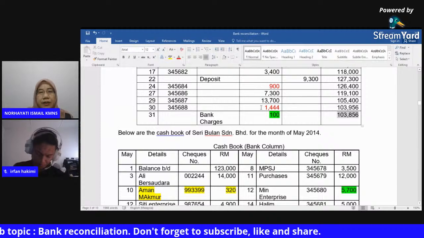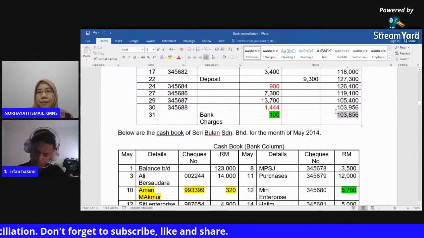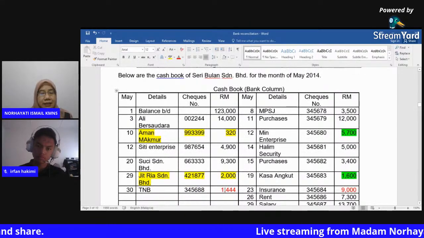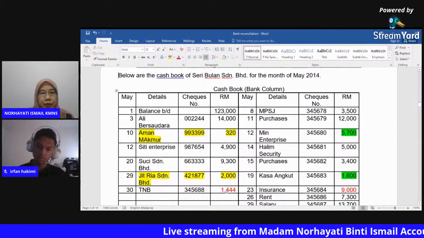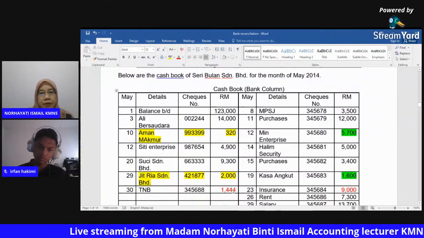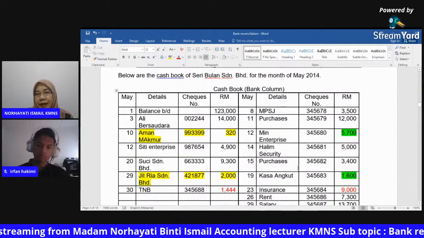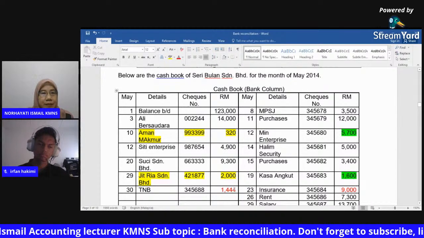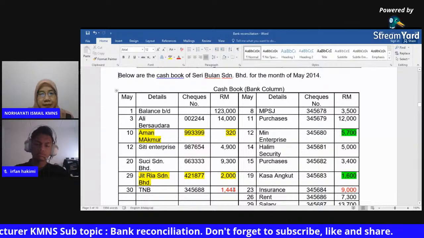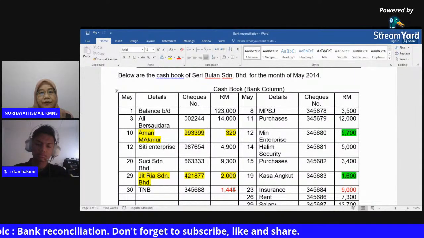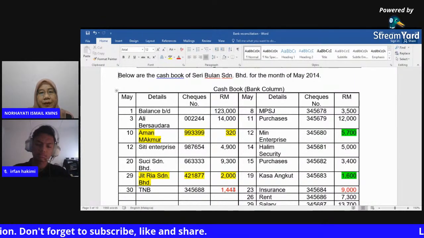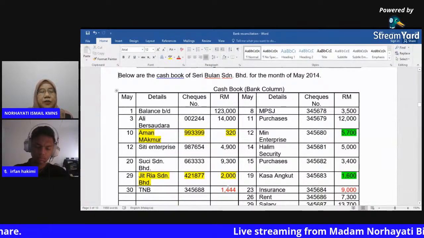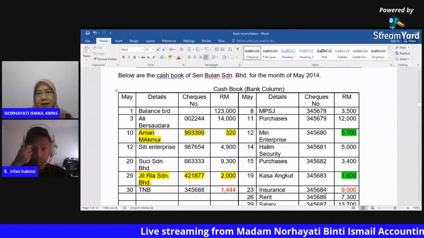1,444 has been recorded in the bank statement correctly, but there is an error in the cash book. This item 1,444 should be recorded in the credit side, but it is wrongly recorded in the debit side. That one we call reversal error. We have to double this amount. First amount we have to cancel, the amount we should record in the credit side, and the second one we must record in the correct side, the credit side.